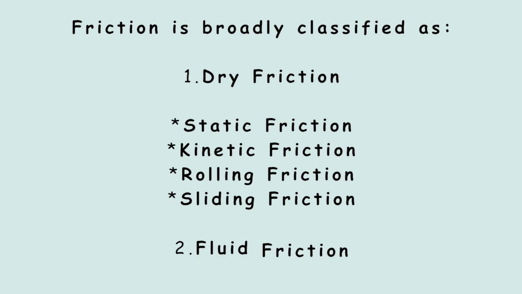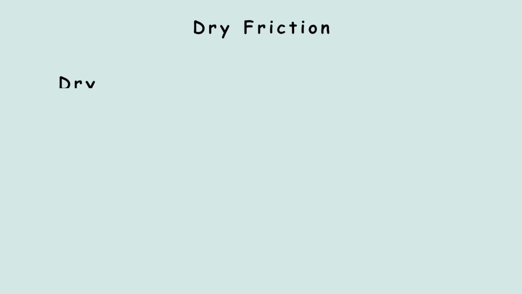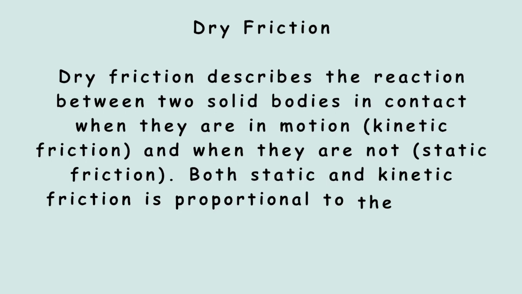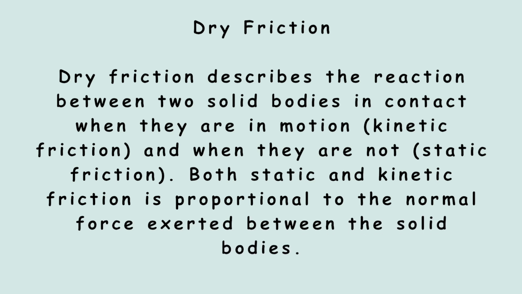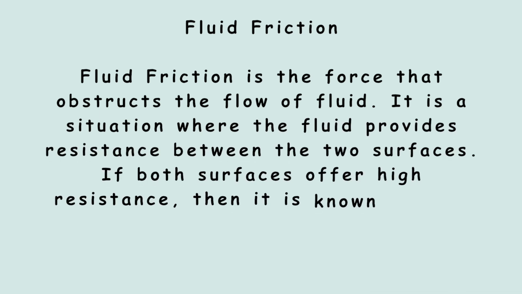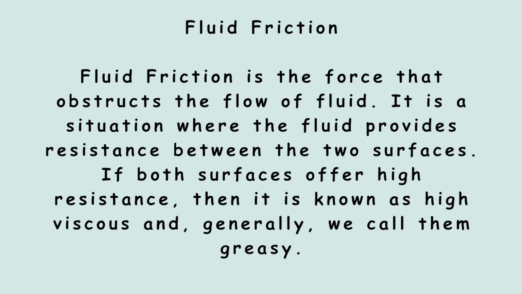Friction is broadly classified into two types. One is dry friction, another one is fluid friction. In dry friction, we can see static, kinetic, rolling, and sliding friction. So first we need to understand what dry friction is. It includes two frictions, that is kinetic friction and static friction. When the surfaces are not moving, that is static. When they are moving, that is called kinetic friction. And also there is a normal force exerted on it. And fluid friction is that which obstructs the flow of fluid.